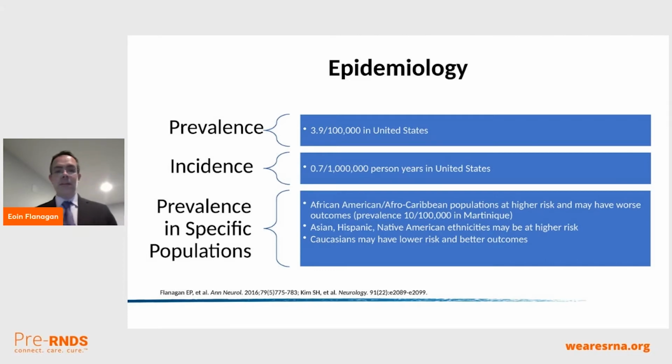There are other ethnicities that may be more predisposed, including Asian, Hispanic, and Native American ethnicities, while Caucasians seem to be at lower risk, although that's different to MS, where Caucasians are more affected.